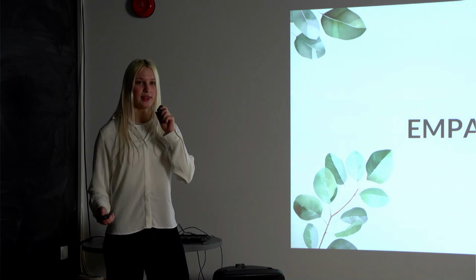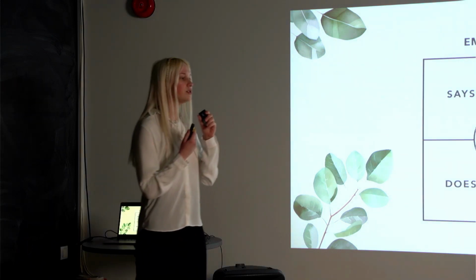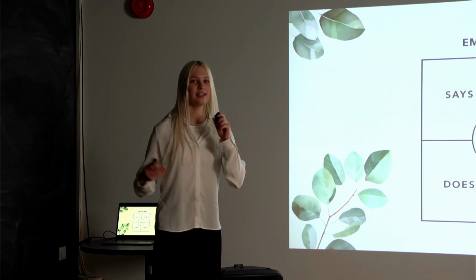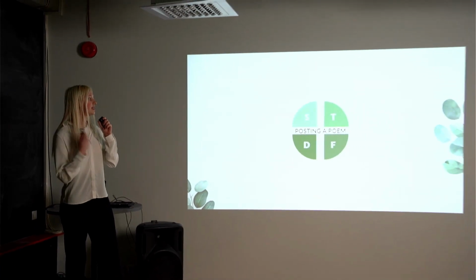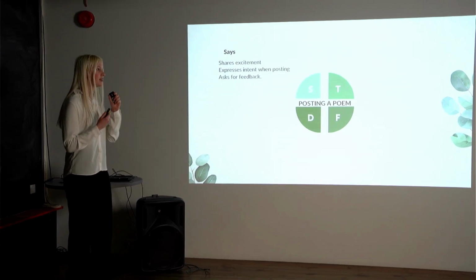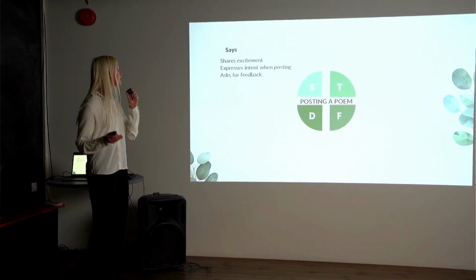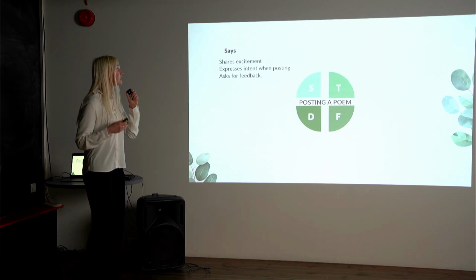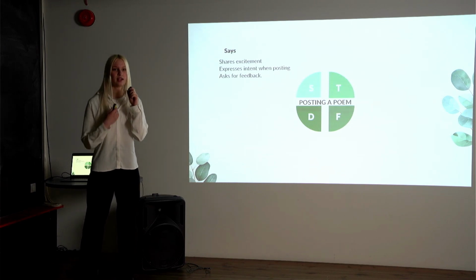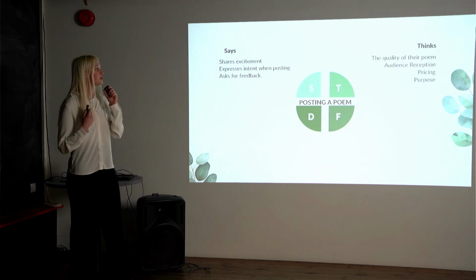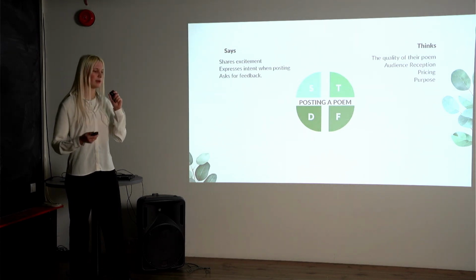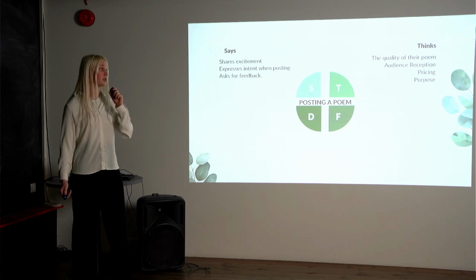I started with empathy map. Empathy map is when you try to see everything from customers' perspective, what they would say, think, do, and feel. And I started with posting a poem. They would share excitement for posting something because most of the people I surveyed haven't posted anything, but they would want to. Express intent when posting that they want to post, ask for feedback, maybe from friends, are they good enough. They would look at the quality of their poem, audience reception, how much would they price the poem, and what's the purpose of posting.